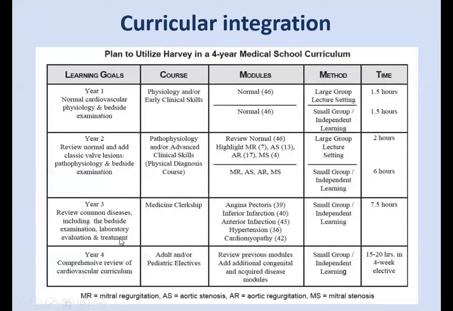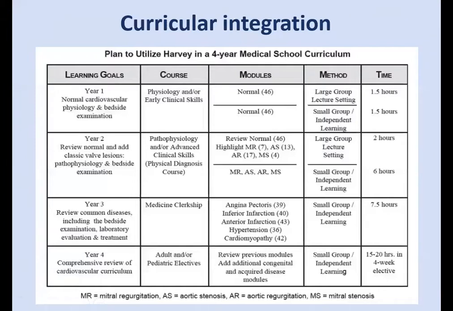In the 3rd year, the students advance, now they're in the medicine clerkship. You want them not only to be able to correlate the physiology, pathophysiology, and review common bedside diseases, but also correlate all the examination, laboratory evaluation, and treatment for each one of these patient scenarios. They could do this through small group and independent learning, and it would take them approximately 7.5 hours.